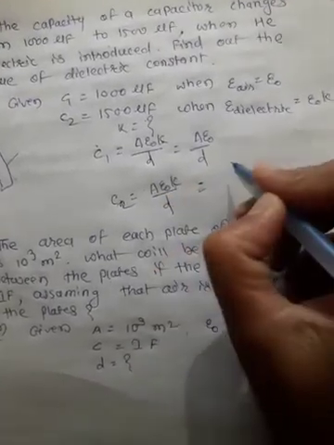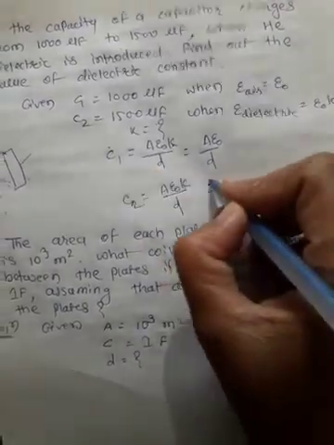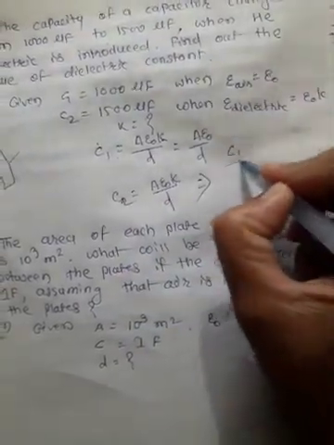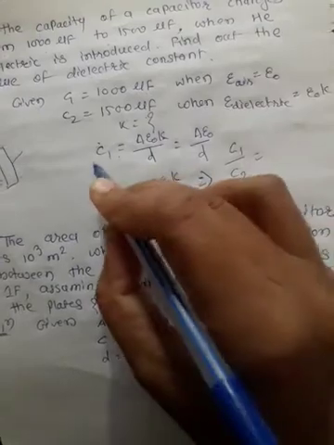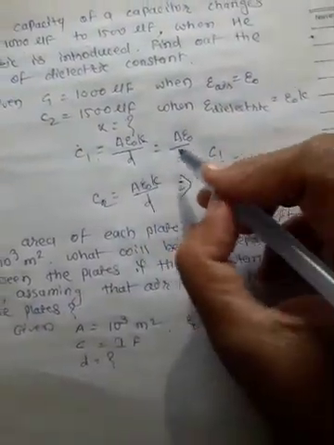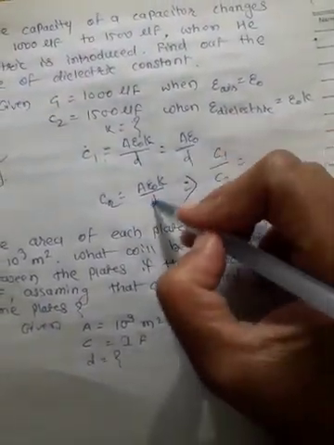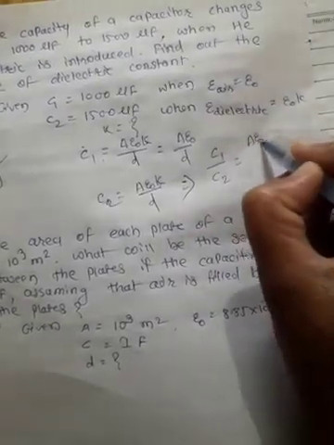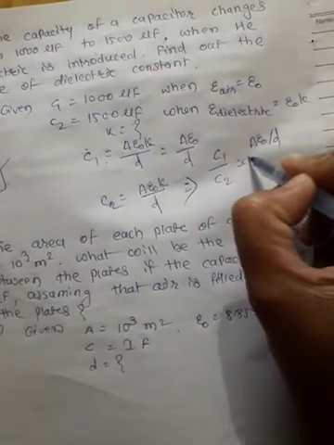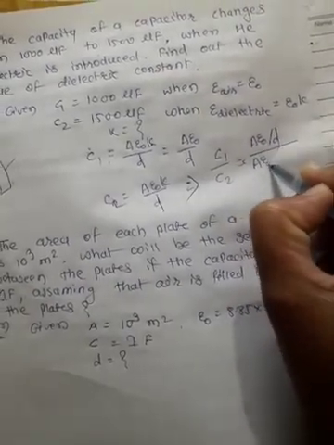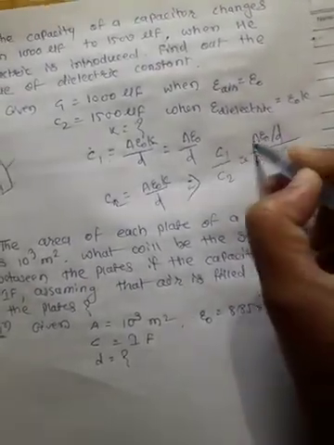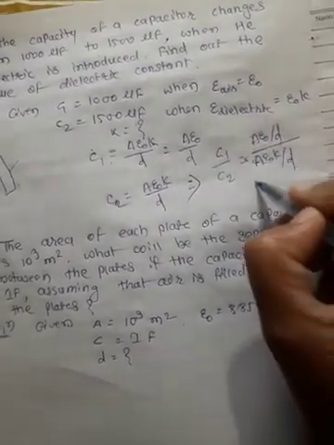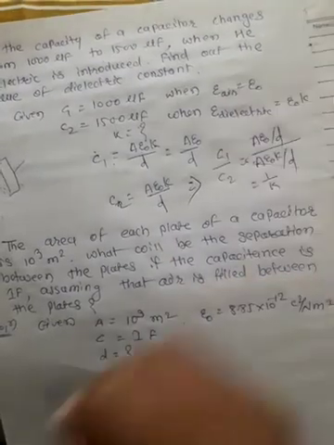Therefore we simply take the ratio of these two formulas, C1 divided by C2. The first value is A ε₀ / D, divided by A ε₀ K / D. A ε₀ / D cancels out, and the remaining is 1 / K.